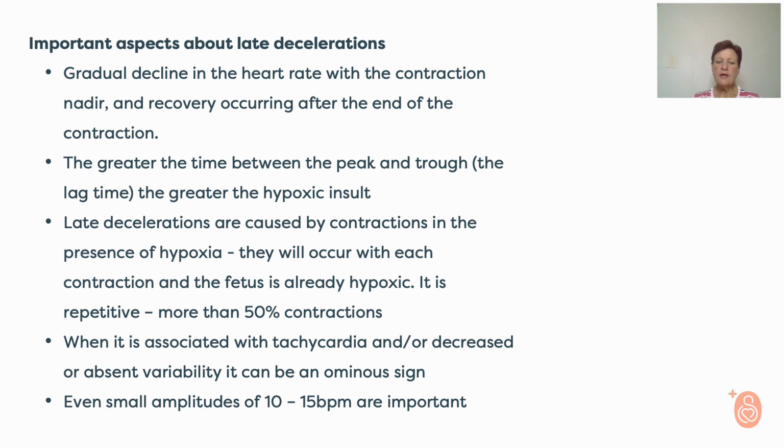And also, late decelerations are caused by hypoxia, as we've said. There's not enough oxygen in the intervillous spaces. So this same pattern happens with each and every contraction. The late decelerations will appear with each and every contraction. So we say it's repetitive, and we say it will definitely happen with more than 50% of all contractions. In most cases, it happens with 100% of all contractions.